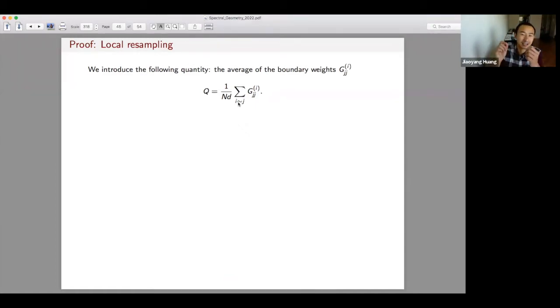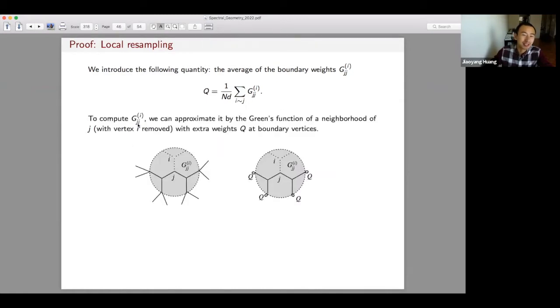And because there are n times d directed edges, we further normalize it by the factor 1 over nd. Now, if we want to compute the Green's function at the (j, j) entry, with the vertex i removed, we can do the same thing as the last slide, take a neighborhood. Now this vertex i was removed, and then we replace what's outside this neighborhood just by some boundary weight given by this q.